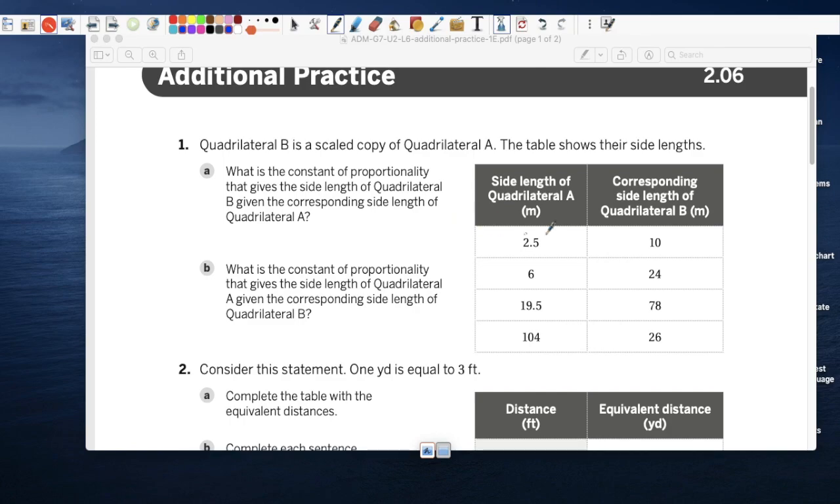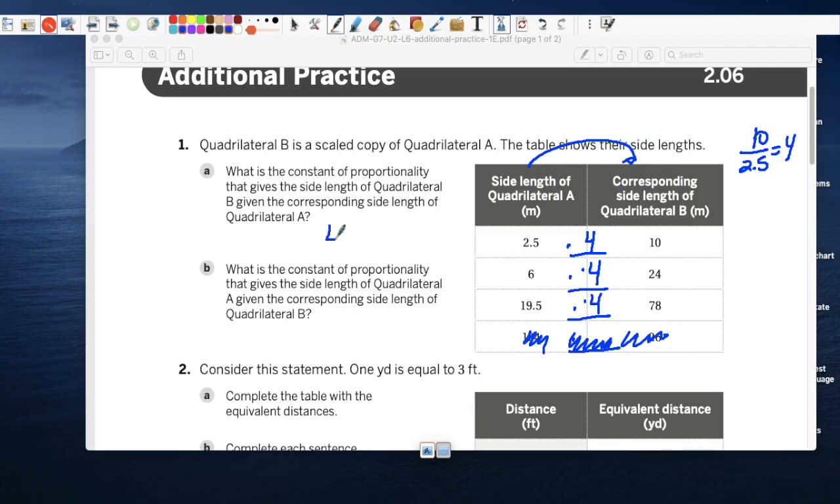So they're asking, what's the constant of proportionality? How are we getting from this to that? What's the unit rate? Well, to find that, we're going to divide 10 divided by 2.5, and obviously we get 4. So the constant of proportionality is times 4, times 4, times 4, except for this one, I have no idea what they did. It's incorrect. So everything else works out. So the constant of proportionality that takes quadrilateral A to quadrilateral B is 4.